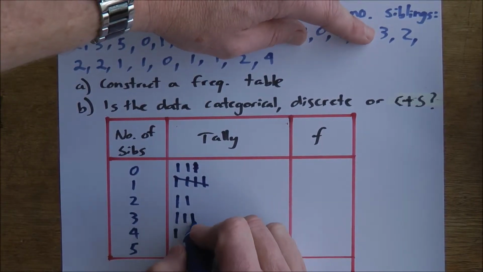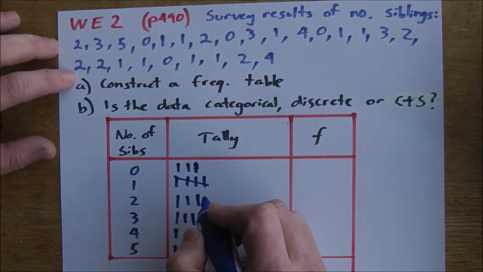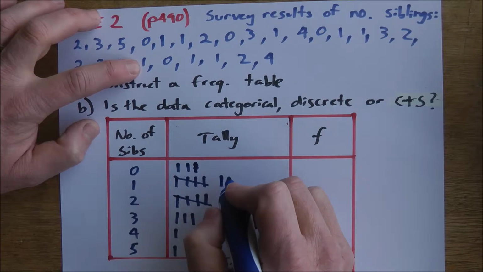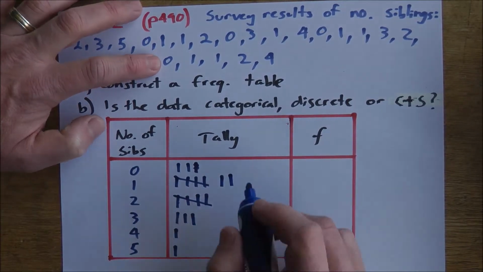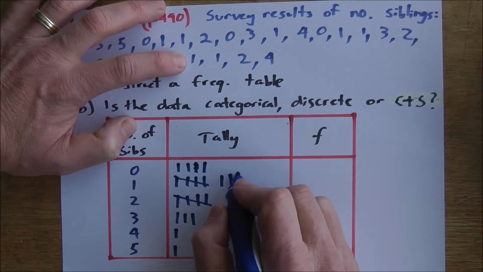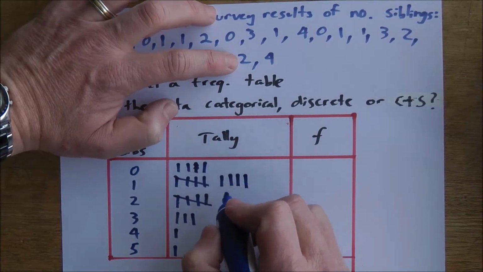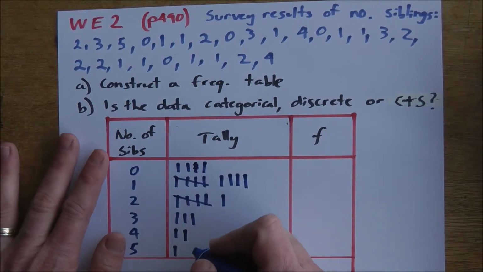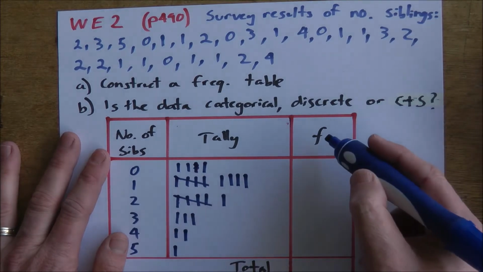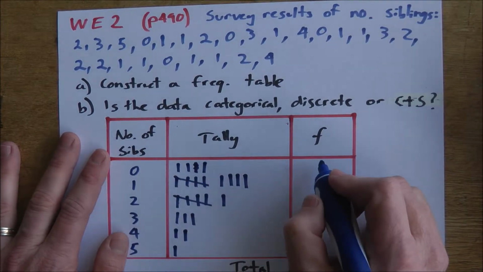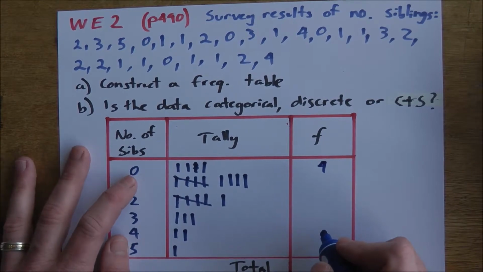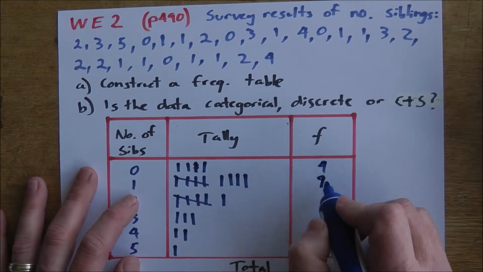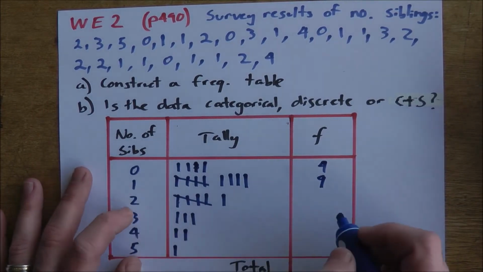A 3, a 2, a 2, another 2, a 1, another 1. You can see I'm starting another group of 5 here. A 0, a 1, a 1, a 2, and a 4. Okay, so to complete our table, we simply add these up, get our frequency column. Remember, F is frequency. So there's 4 marks there. So there were 4 responses. 4 people surveyed had no brothers or sisters. 5 and 4 is 9. 9 of the people surveyed had either one brother or sister.